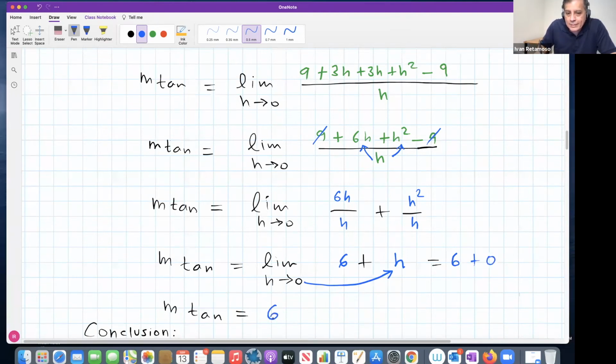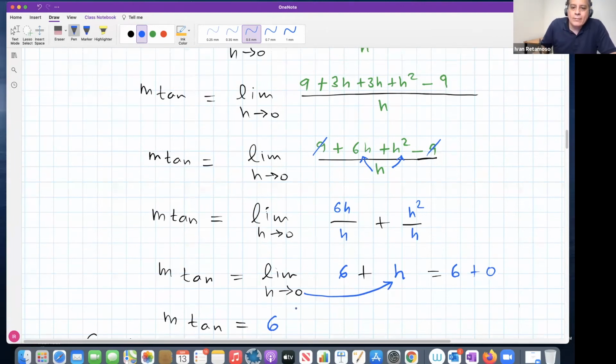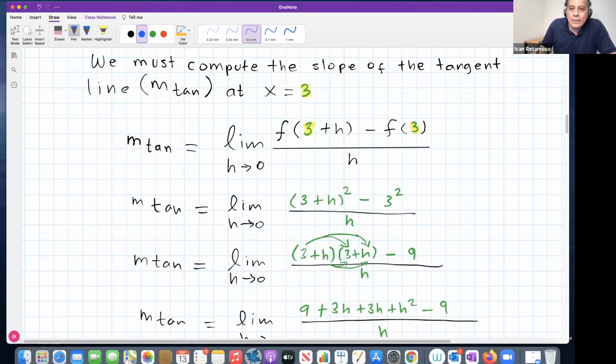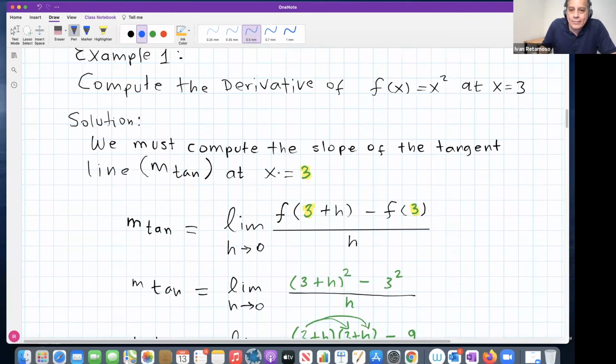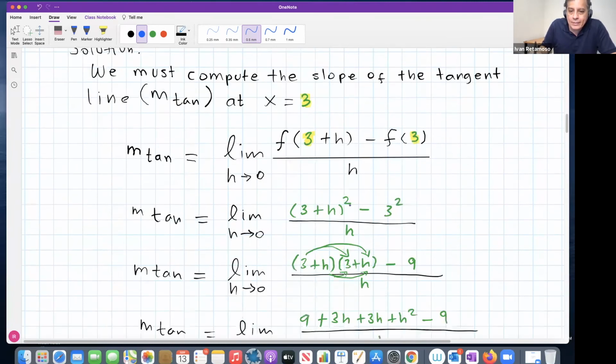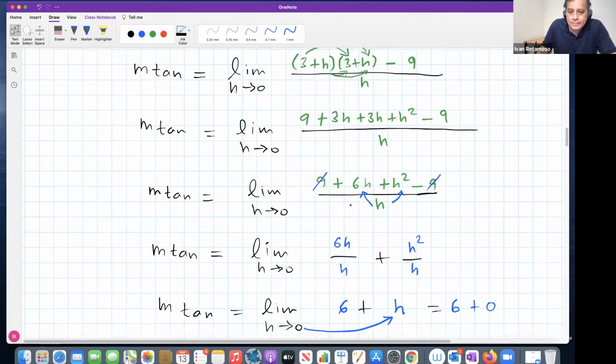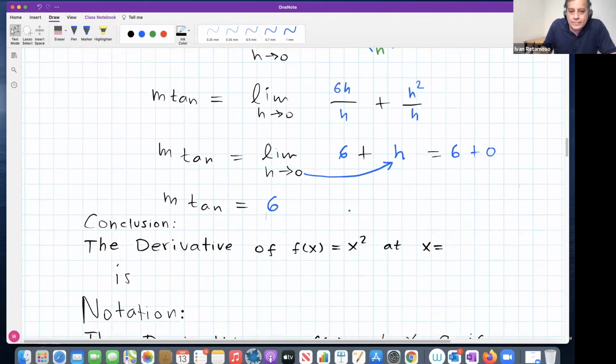Which is 6. So this is going to be the derivative of the function f of x equal x squared at x equal 3. Let's write it out here. So, conclusion, the derivative of f of x equal x squared at x equal 3 is 6, right? It's the number 6. The steepness, the slope of the tangent line.